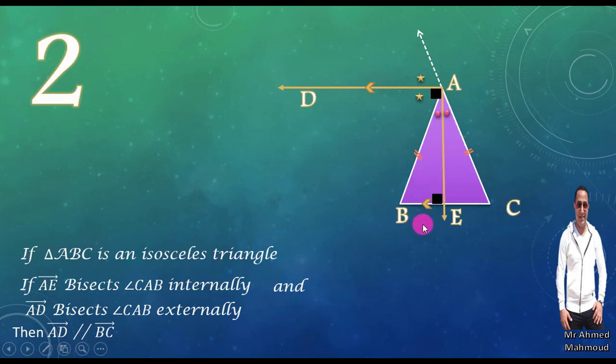Now I can say that in the isosceles triangle, the external bisector of the vertex angle is parallel to the base. Again, in the isosceles triangle, the external bisector of the vertex angle is parallel to the base. Now let's solve the next question.